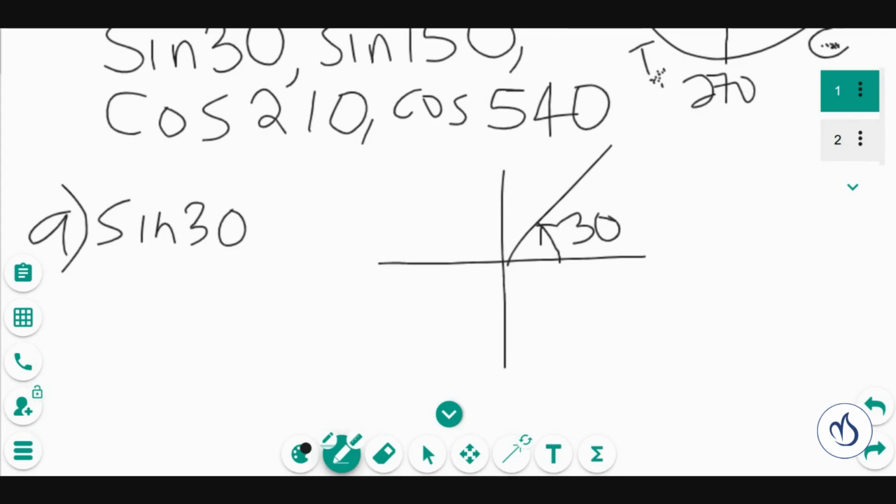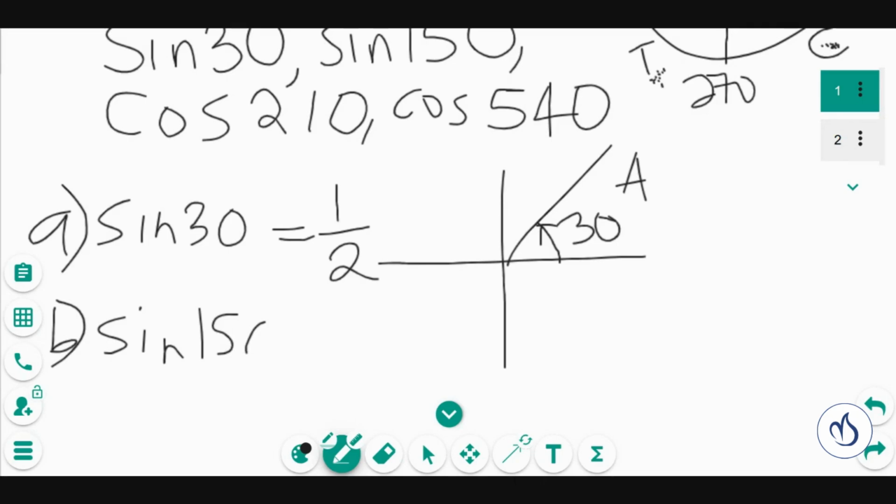And if I want to represent the angle 150, I can get its value. Sine of 30, I know it is what? A half. And it is positive. Positive because it is in the first quadrant where all are positive. The next is the sine of 150.